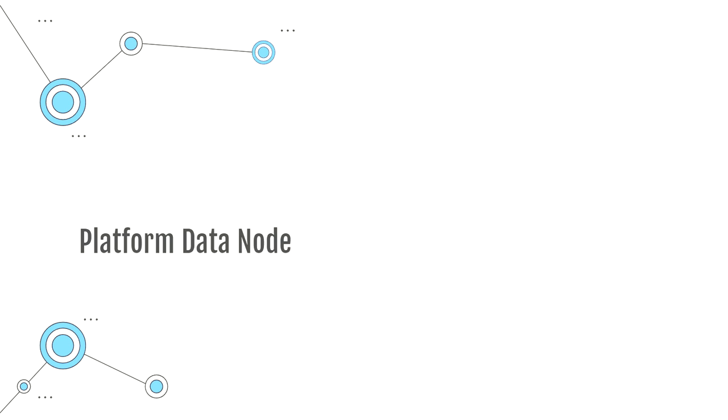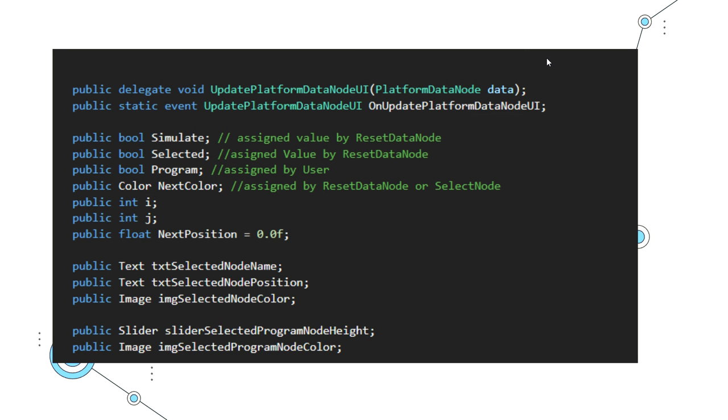Now we can talk about the Platform Data Node script. This is the script for when we're on the programming scene. Okay, so next slide. To start off, we have an event delegate and an event declaration. The delegate will always state whether or not there's input for the event, and the second part, which is the public static event, will tell us the reference name we can call to manage these events, and that's right there. So next, we also declare variables.